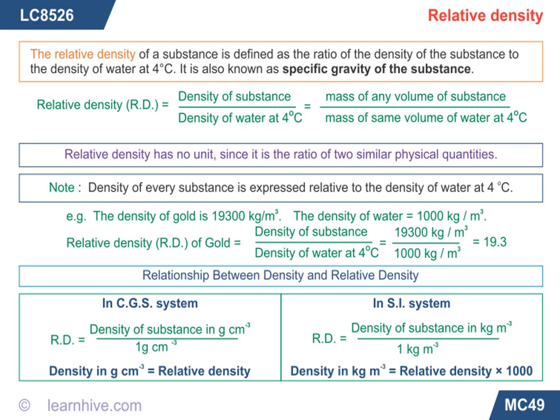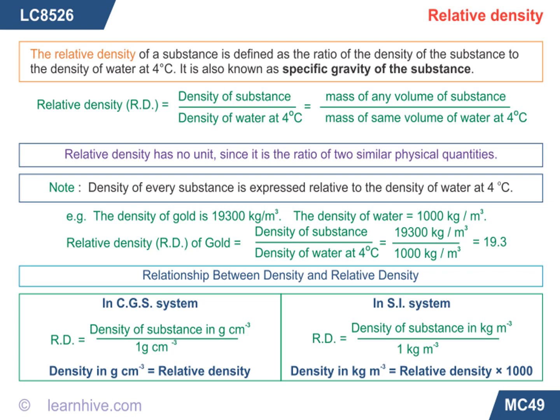But generally, density of a substance is compared with the density of water at 4 degrees Celsius. Because the density of water at that temperature is 1 gram per centimeter cubic. Density of any other substance with respect to the density of water at 4 degrees Celsius is called the relative density.